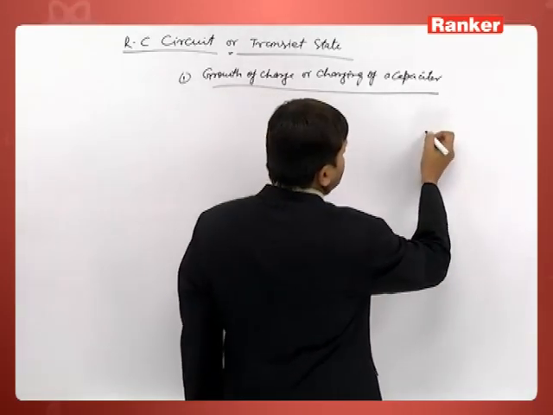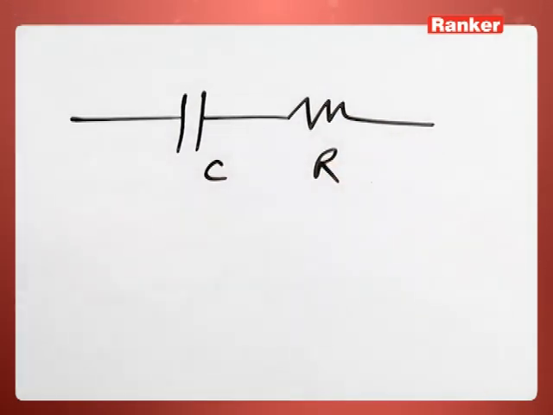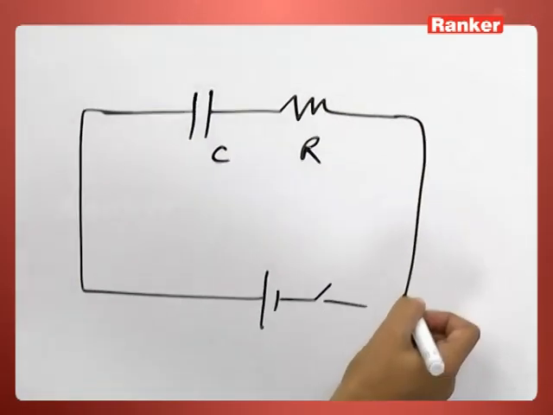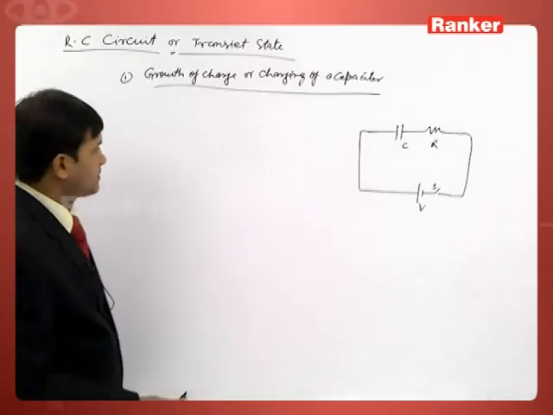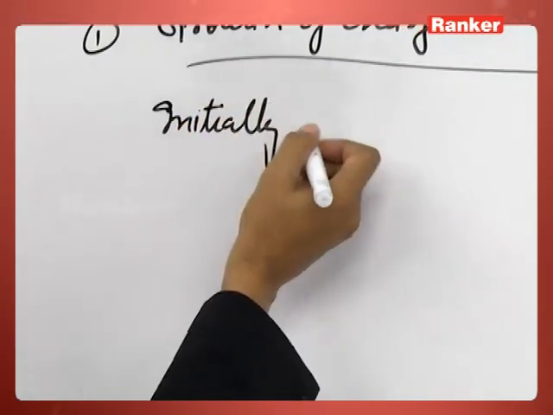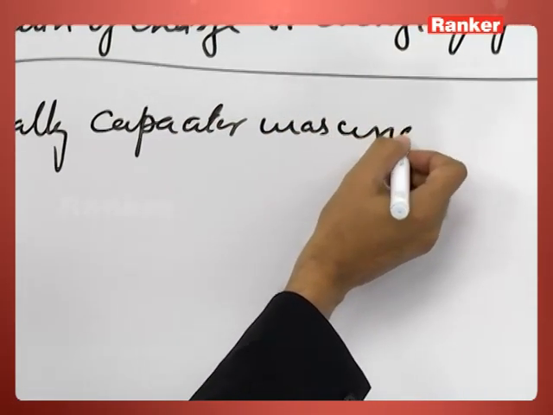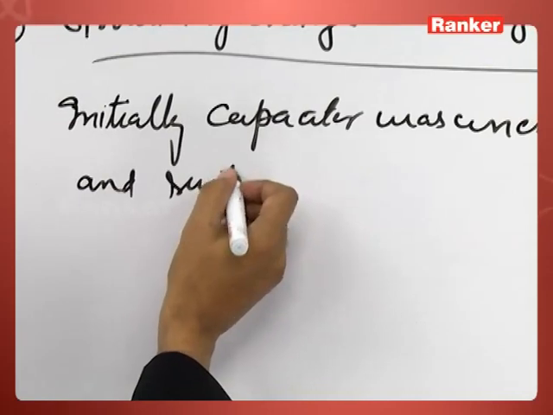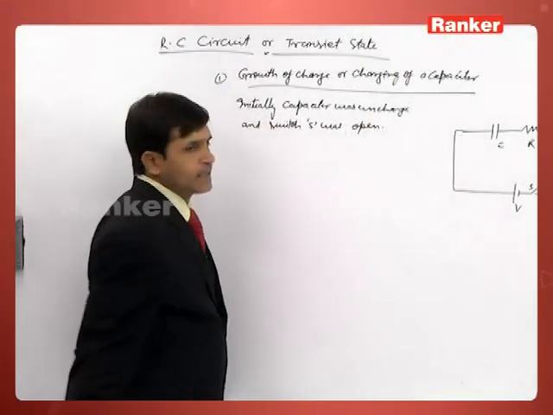See, this is a capacitor of capacitance C and resistor R. This is connected with a cell of EMF V. Initially switch S was open and the capacitor was uncharged. This is the initial condition.